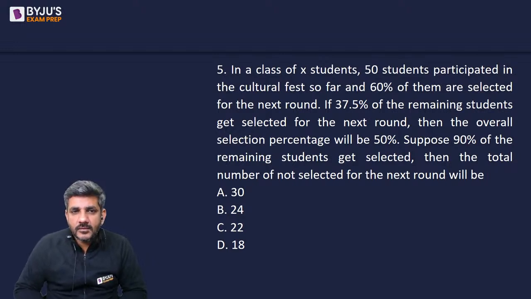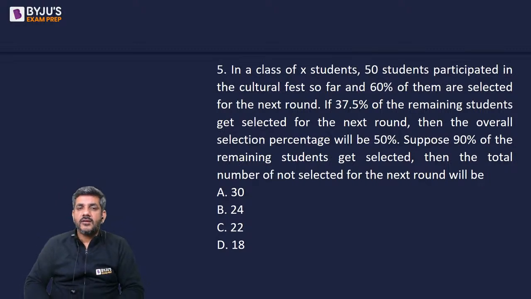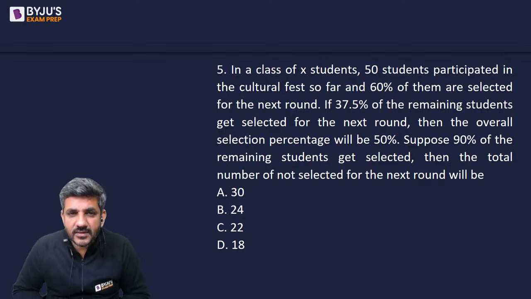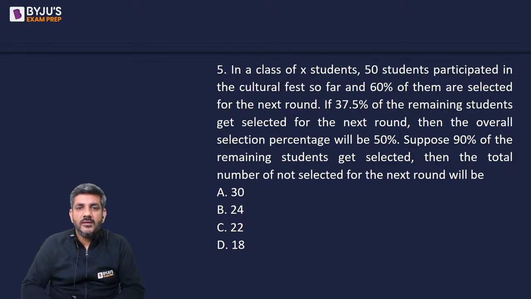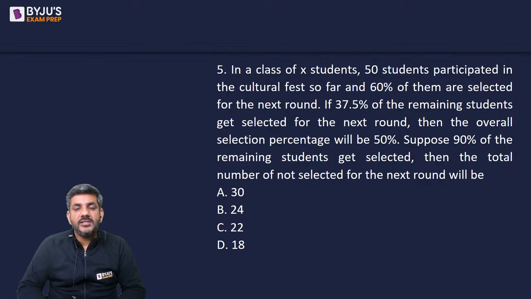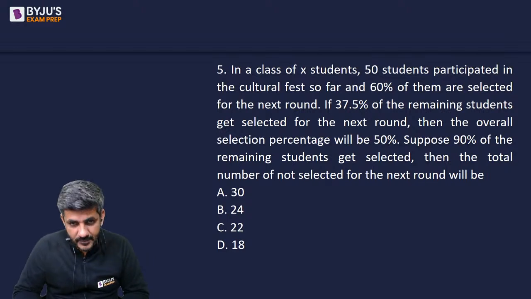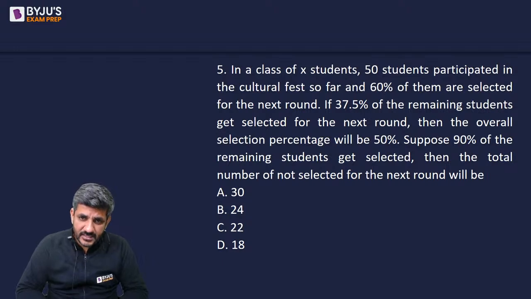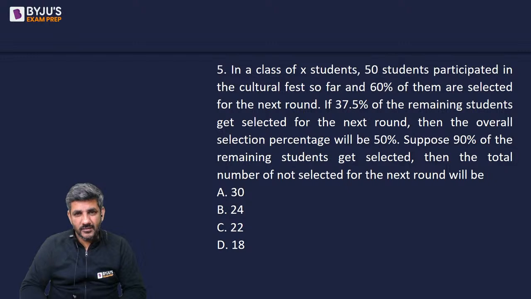In a class of X students, 50 participated in the cultural fest so far and 60% of them were selected for the next round. If 37.5% of the remaining students, meaning apart from those 50, also get selected, then the overall percentage would have become 50%. If 90% of the remaining get selected, how many in total will not be selected?